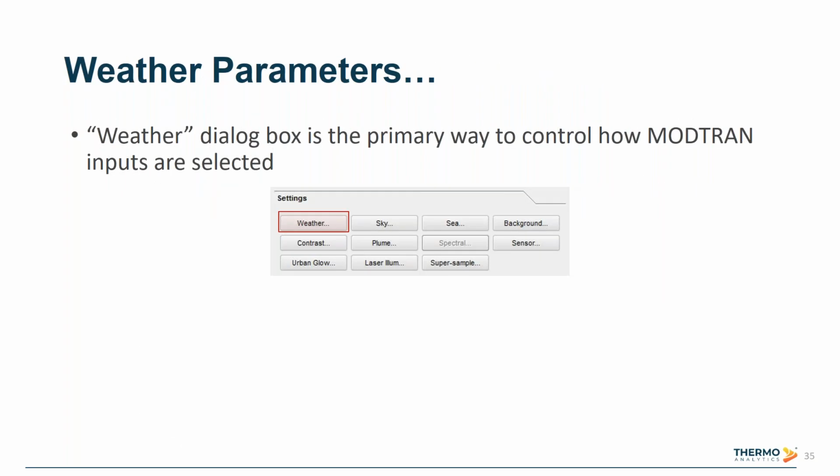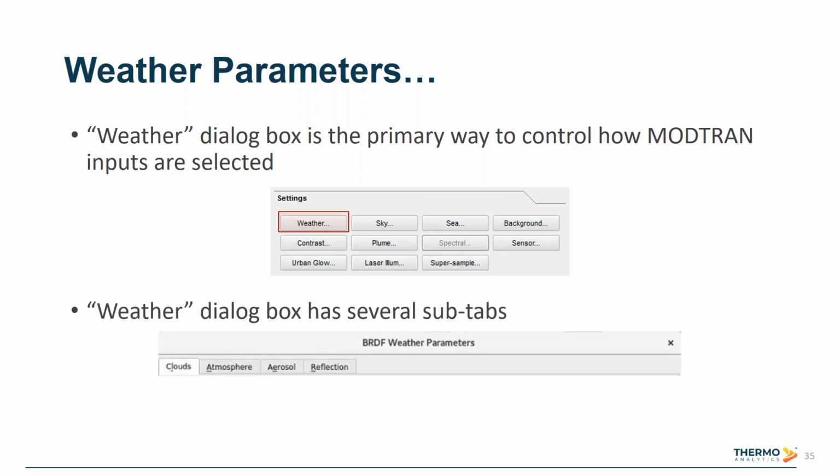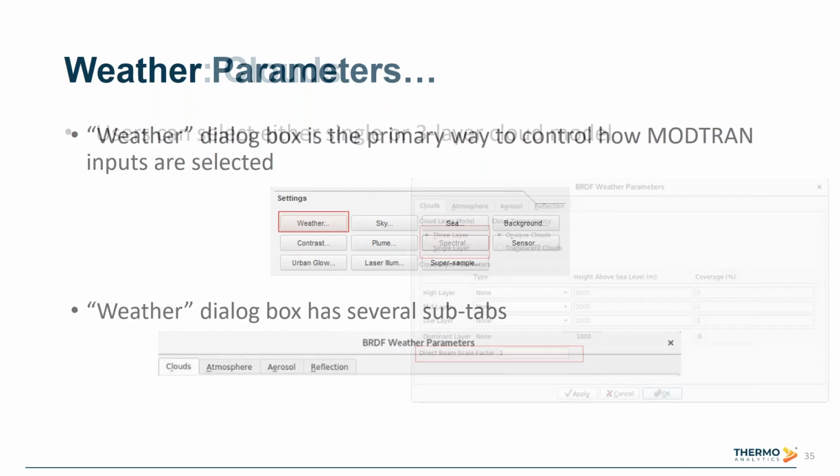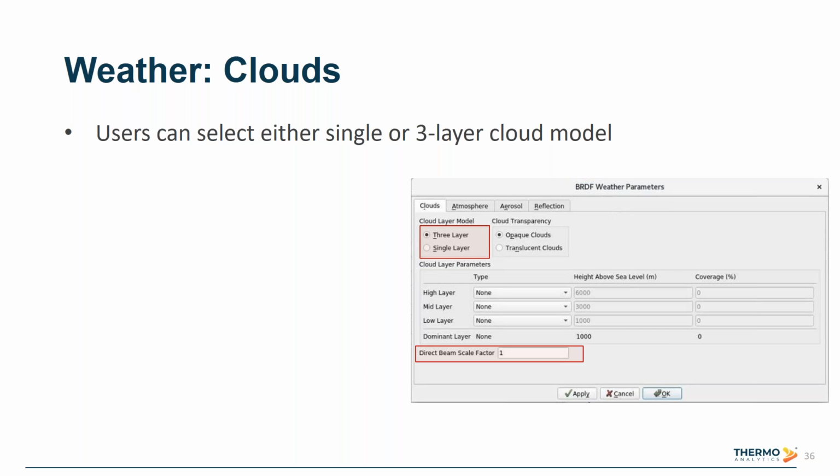The primary way to interact with how MODTRAN inputs are selected is through the weather dialog box within the rendering settings. Within the weather dialog, there are several sub-tabs that allow you to customize the weather further. The first sub-tab, Clouds, controls which cloud model the simulation will use.